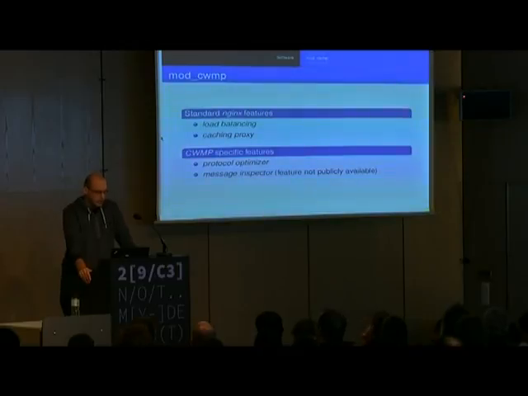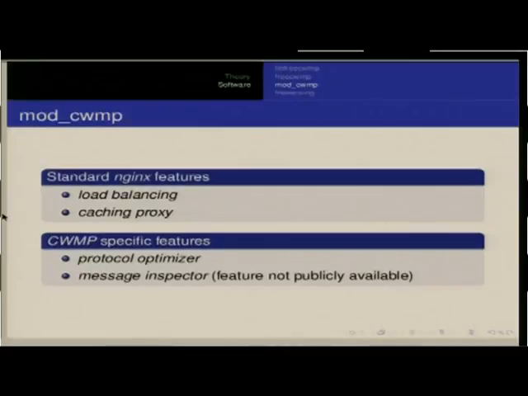Well, you get load balancing out of the box, so you can have a farm of ACS servers in the back. Also, you can use it as a caching proxy. For example, if you upgrade firmwares over the night, there is no need to send traffic to the ACS if Nginx can handle it. Also, there are some features I have called protocol optimizer features.